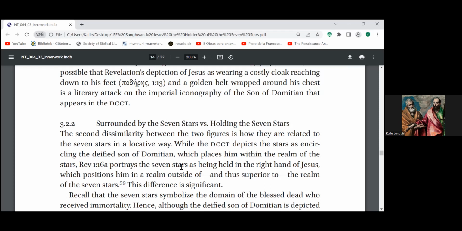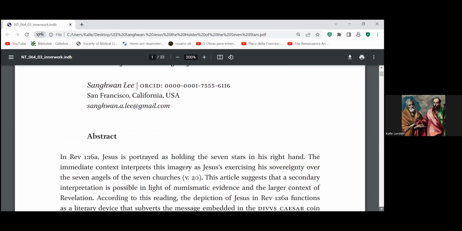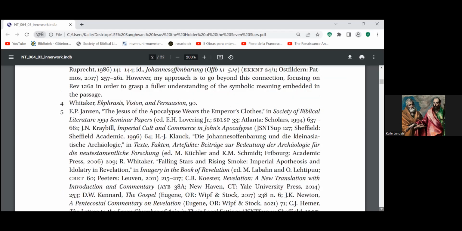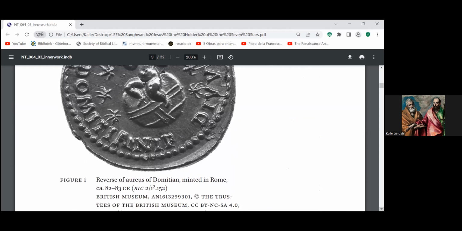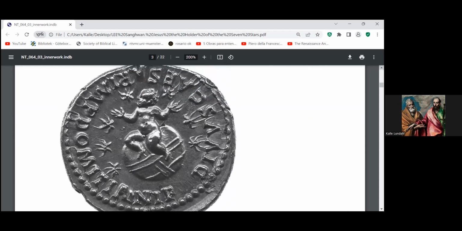Revelation 1:16 portrays the 7 stars as being held at the right hand of Jesus, and therefore Jesus would be superior. Let me return to the coin to make my point. This coin, which is today at the British Museum of London, is from 82-83. According to Lee, there is a dichotomy between holding and surrounding, and his point is that these stars would be surrounding Domitian's son. However, I would say that this dichotomy does not work.